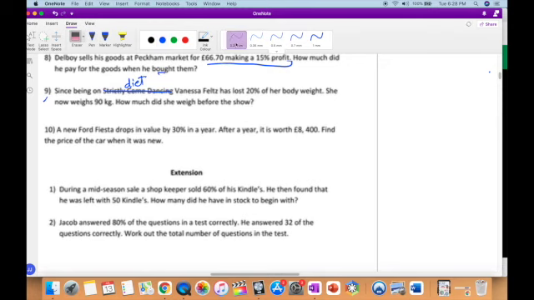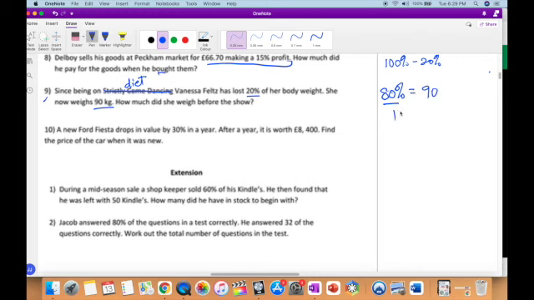So this person lost 20% of her body weight. Now she weighs 90 kilograms. So she weighs 90 kilograms now, but that's after she lost 20% of her body weight. So what does that mean? Excellent. So 80%. Her body weight was 100%, but she lost 20%. So now she's at 80% of her body weight, which is 90.